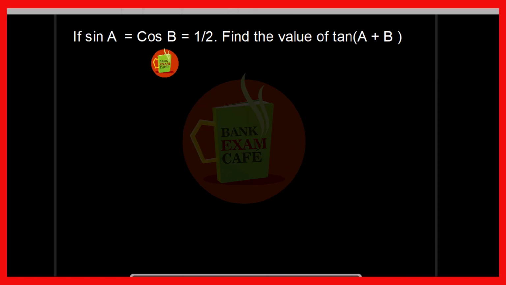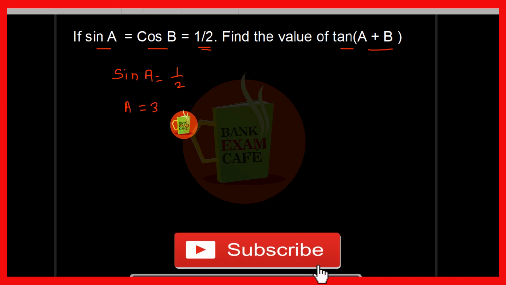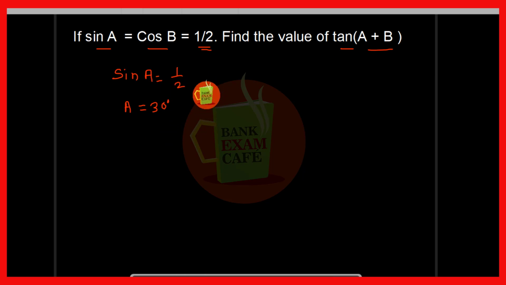Now move to the next question. Here it is given that if sin A is equal to cos B is equal to 1/2, find the value of tan A plus B. Here we have been supplied with the information that sin A is equal to 1/2. But we know that sin 30 is 1/2 and therefore A is equal to 30 degrees. So A is 30 degrees because we know that sin 30 is 1/2.